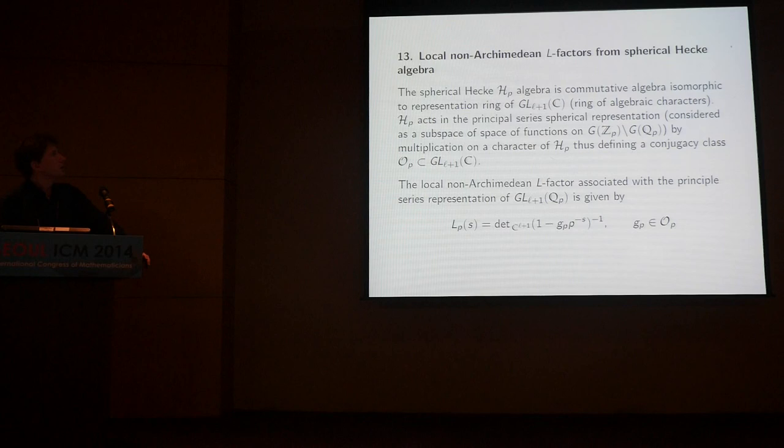How do we construct it? The spherical Hecke algebra, it's a known fact, is a commutative algebra, isomorphic to the representation ring for the general linear group, the complex linear group. It's a ring of algebraic characters or finite dimensional characters. We don't bother about unitarity anymore. And the spherical Hecke algebra acts on the principal series representations. Because of its structure, on an irreducible representation it acts just by multiplication by a character of the Hecke algebra. And thus, it defines a conjugacy class in the general linear group. The local non-Archimedean L factor associated with this principal series representation is basically given by the inverse characteristic polynomial of any representative of this conjugacy class.